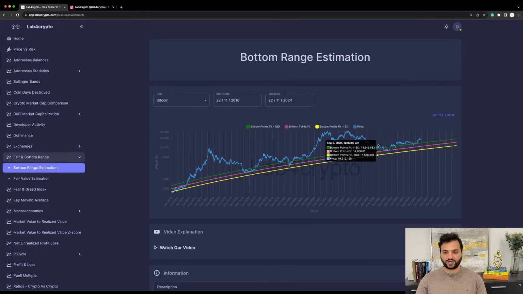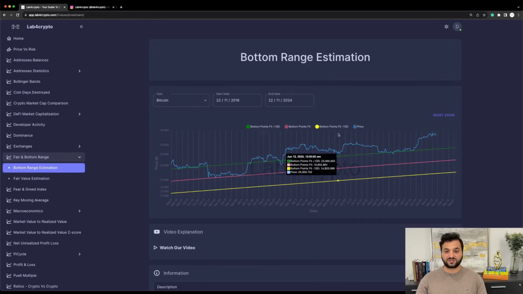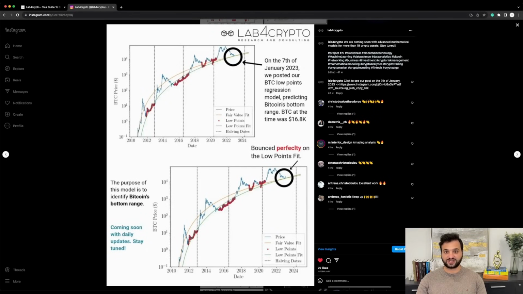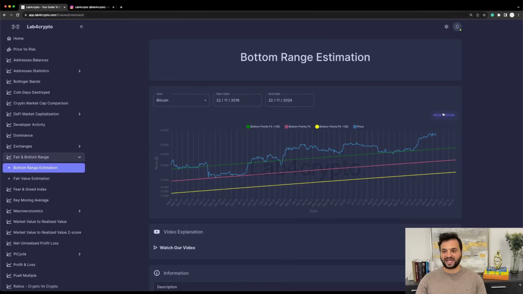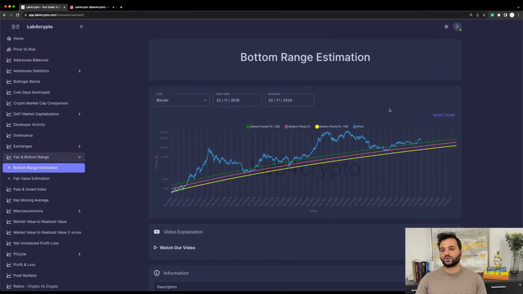The reason that I'm showing you this is because this model is something that we have published on our social media, and this is a post from Instagram that you can go and check, that on the 7th of January we published the model, and a couple of days later you will see that the Bitcoin price bounced on it. We wanted to show you this in case you say, okay, you are showing me this after the Bitcoin bottom came, but this is not true, as we published this on our social media and you can go and check it at any time.